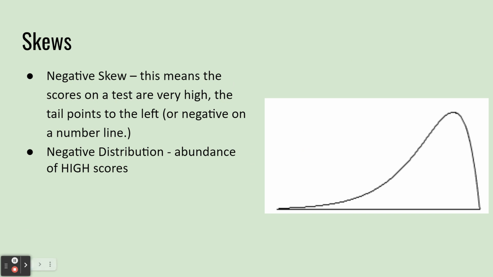A negative skew says that most of the scores on a test are very high, and that the tail or the skew points to the left or the negative side of a number line. So a negative distribution means that there's an abundance of high scores.